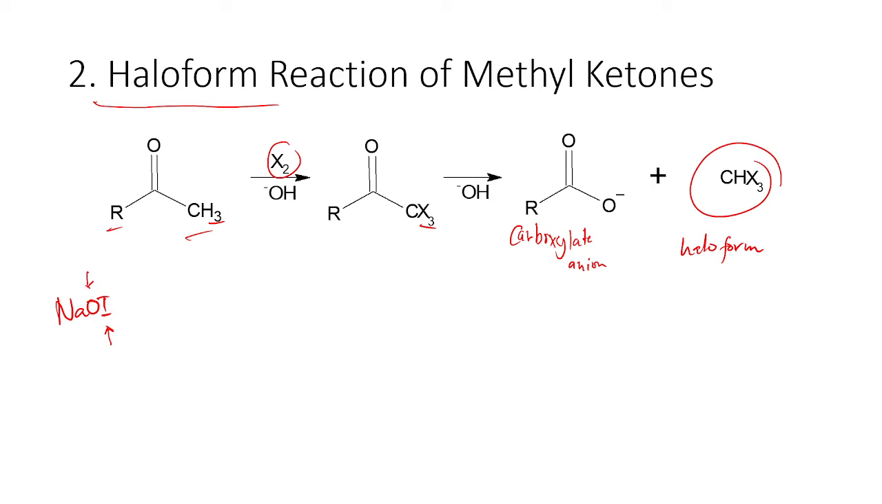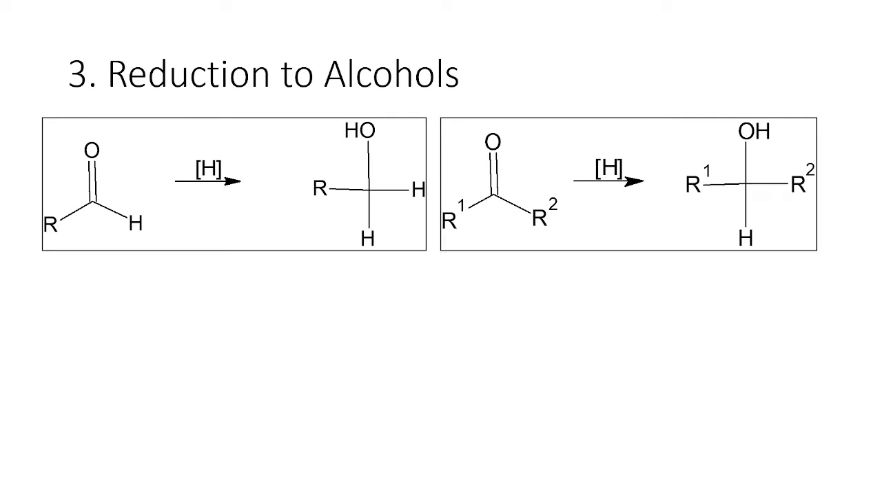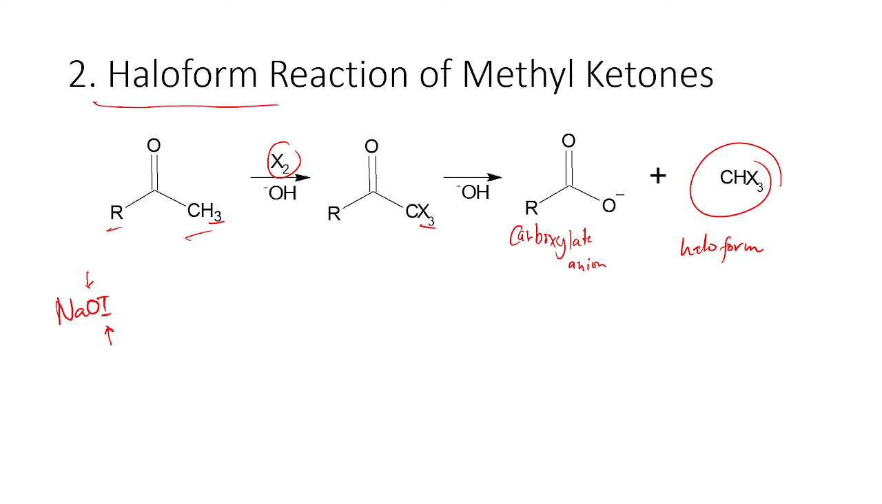So baka iniisip niyo, sir, sa methyl ketones lang ba nag-o-occur yung ating haloform reaction? Actually, hindi naman. It can happen with our acetaldehyde. So by acetaldehyde, as you may have remembered, aldehyde siya, pero ang itsura niya, we have here our carbonyl group. Then we have here a methyl. Then we have here our hydrogen. So we have here our acetaldehyde, wherein if this undergoes what we call the haloform reaction, yung substrate natin ay magiging ganito ang itsura.